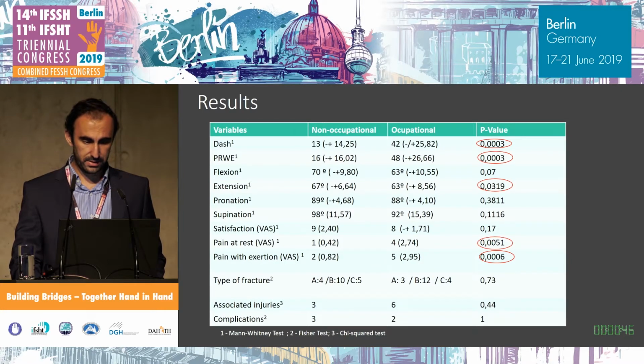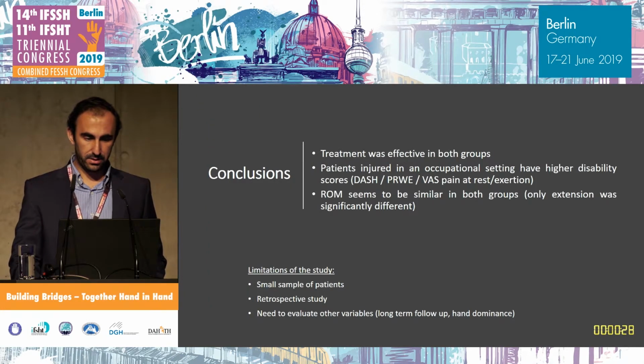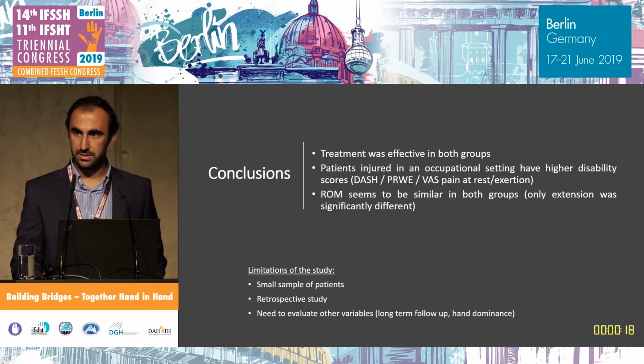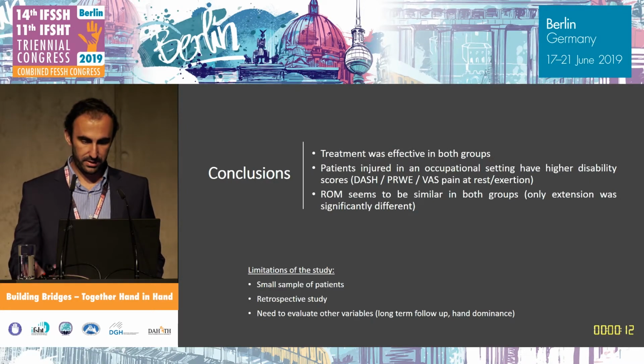The only exception was regarding the range of motion, the extension, where the occupational group had a little bit less extension, 63 versus 67. Interestingly, there was no difference in type of fractures, associated injuries, and complications. We can conclude that the treatment seemed to be effective in both groups, but patients injured in an occupational setting had a much higher disability score, DASH, PRWE, pain at rest, and with exertion. Range of motion seems to be quite similar in both groups. In this case, only the extension was significantly different.